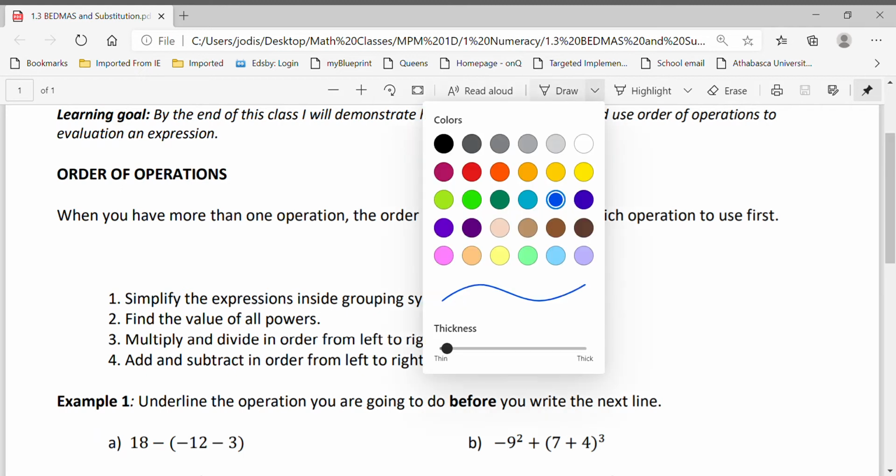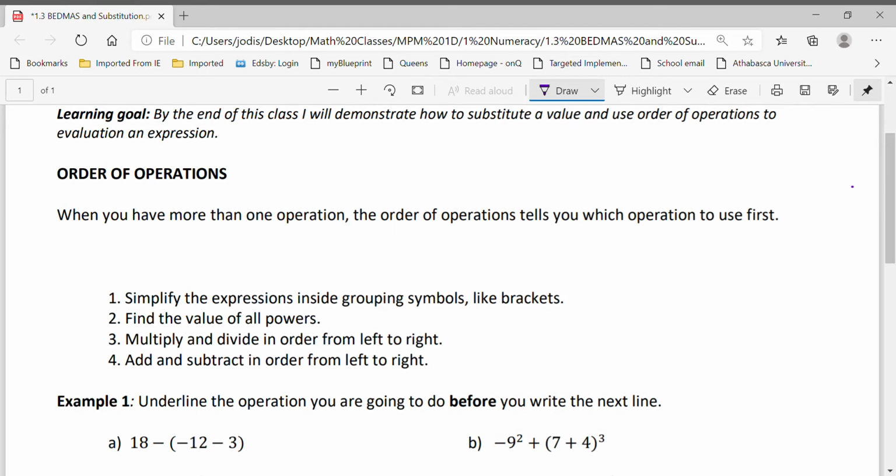So remember your order of operations, you want to think of the acronym BEDMAS. That's going to help remind you what to use first. So remember, you want to simplify all of your expressions inside grouping symbols like brackets. So that would be your B.